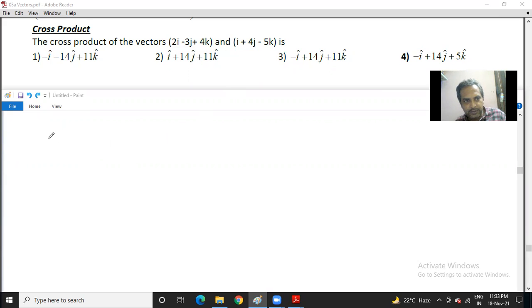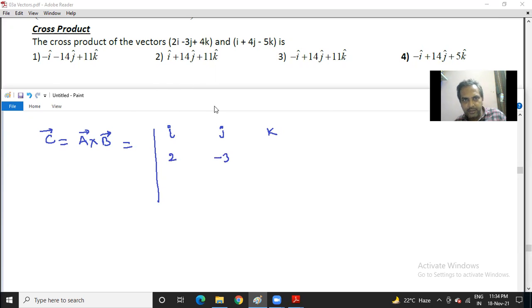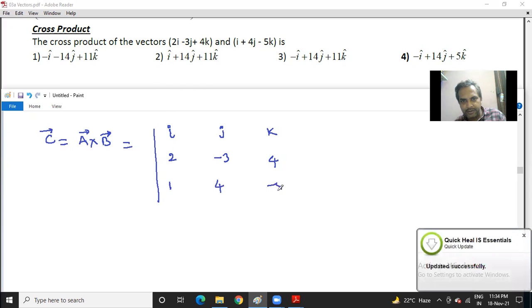So what does cross product mean? Vector C is equal to A cross B, because the result of cross product of two vectors is a vector. Treat A as the first vector, B as the second vector. So this is the way to get the resultant of the cross product of two vectors: i, j, k. For A, under i you write 2, under j you write 3, under k you write 4. For B, under i you write 1, then 4, and then minus 5.